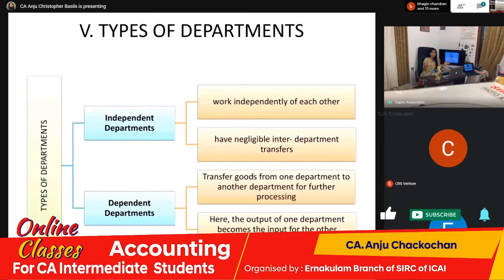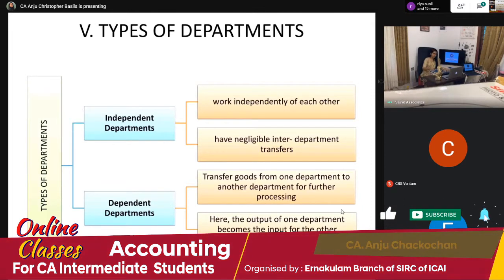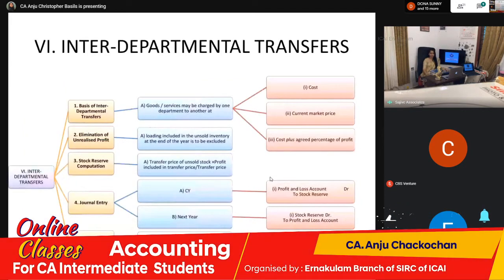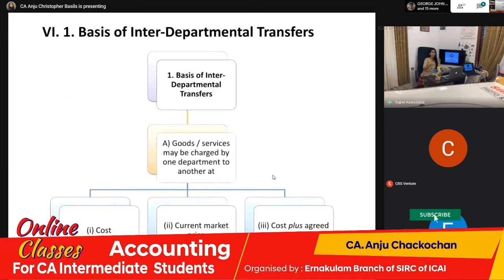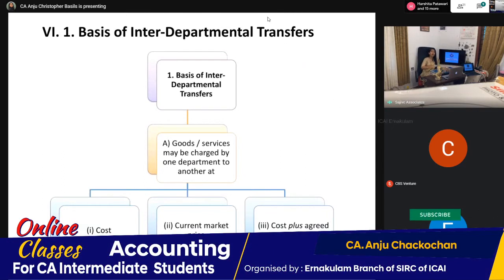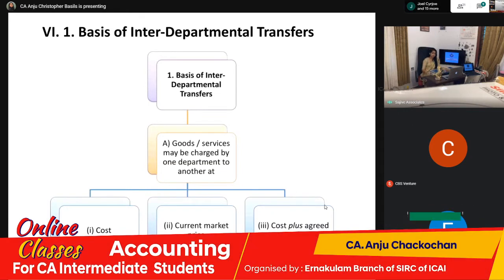Dependent departments have continuous transfers to and from each other, whereas in the case of independent departments, it is not actually possible. Because they are a self-sufficient unit, they don't want to depend on the other, just like the name suggests. And then we learned about interdepartmental transfers. How do we transfer from one department to the other? How do they transfer goods? One was at cost, or at cost plus a profit margin, or at market price. So we learned the three methods by which one department can transfer goods to another department.